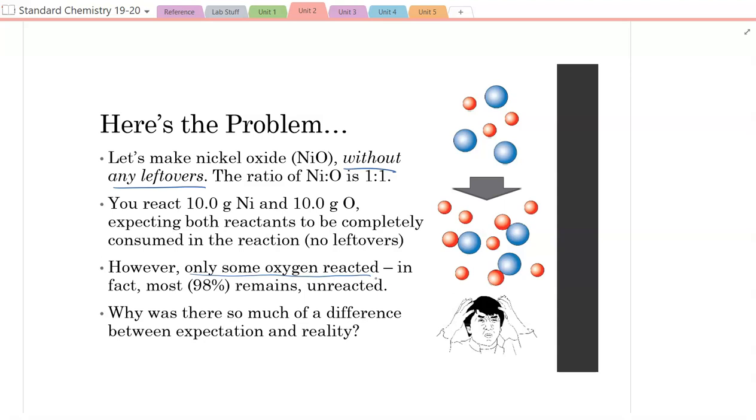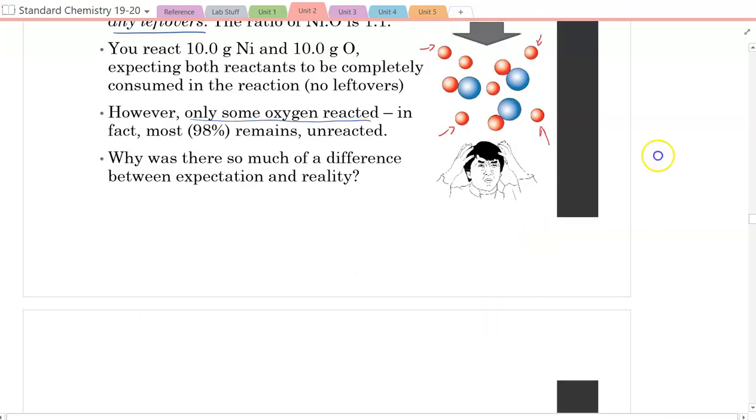So if you're looking over here, right on this right side, I kind of represented this. This is your nickel. Right, and then this might be your oxygen in red. And so if you think about them combining, right, you expect them to be matched up if you have it 1-to-1 like this. But as it turns out, afterwards, you have these random unattached free oxygens that are floating about. Where exactly did they come from? Why is that the case? If I have a 1-to-1 ratio of 10 grams of nickel and 10 grams of oxygen, why are there any oxygen left over? So why is there so much of a difference between expectation and reality?